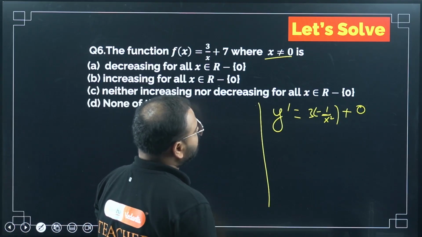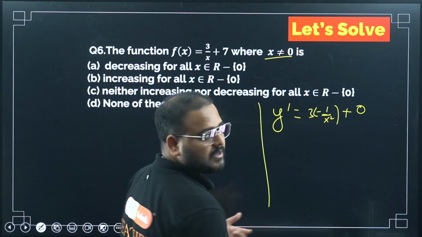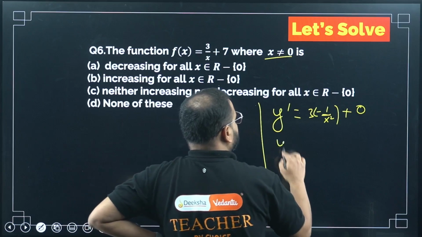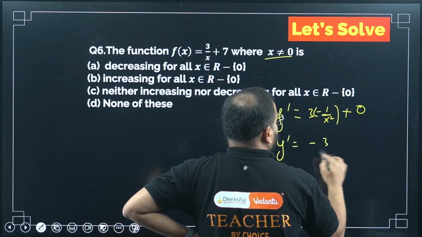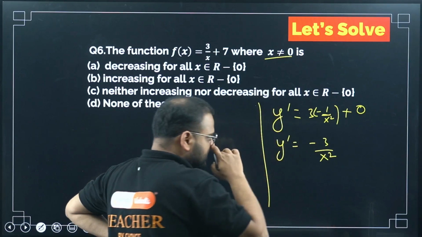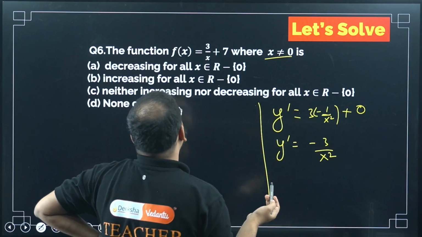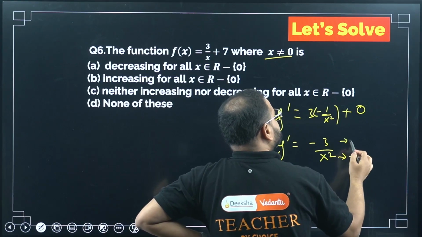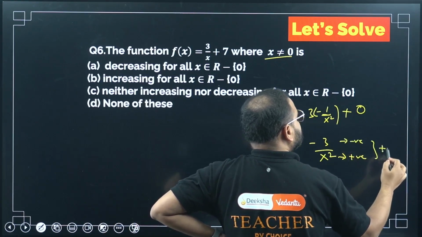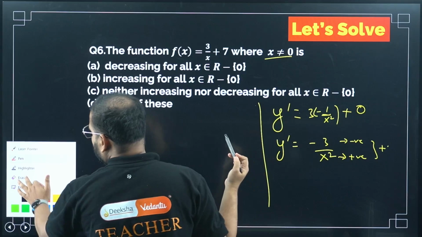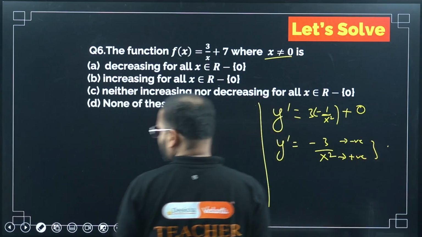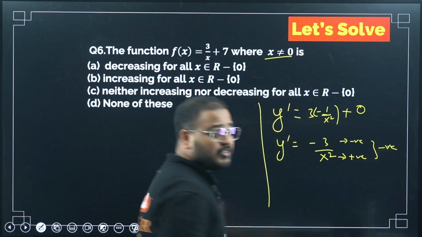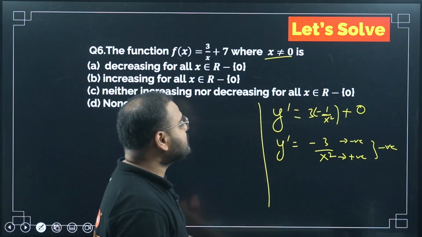So y dash equals 3 times -1 upon x square. Very simple. Now check here. Think logically. The denominator is positive, and the numerator is negative. So basically, negative by positive is always negative. So it is always negative, which means what? Always negative means decreasing.